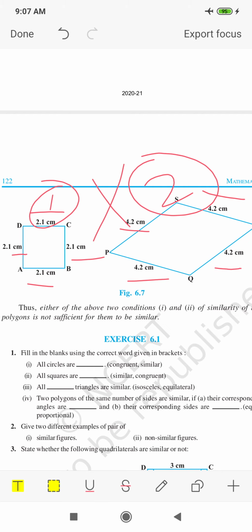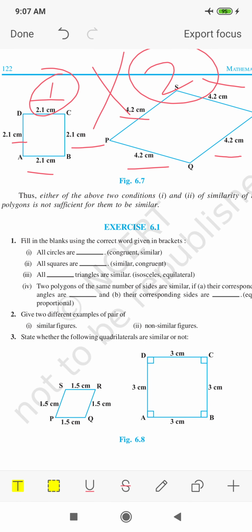Now we are going to see exercise 6.1. Fill in the blanks using the correct word given in brackets. All circles are congruent? Yes, now only we saw... All circles are congruent? No, sorry. All circles are not congruent. Are they congruent or similar? All circles are similar, not congruent. All squares are again similar. All squares are similar, but not congruent, because they may have different sides.